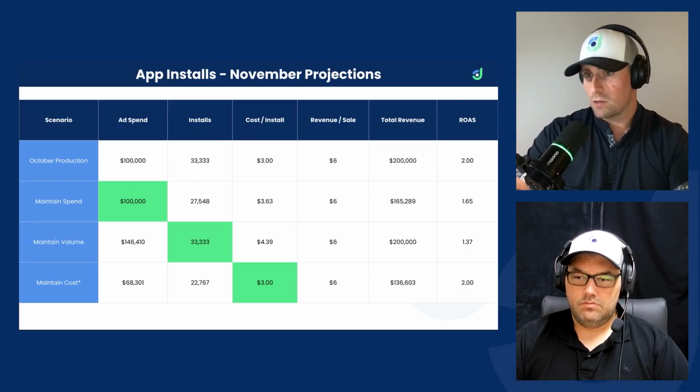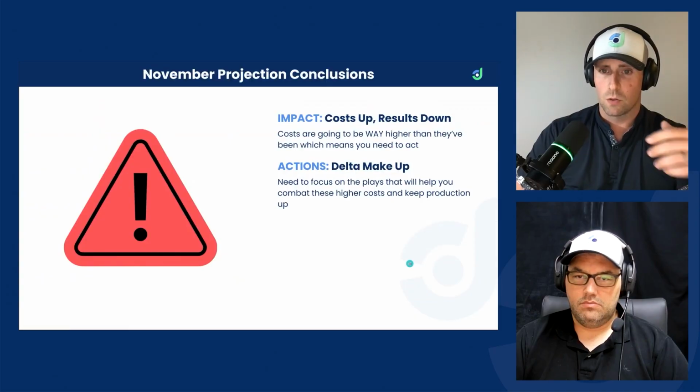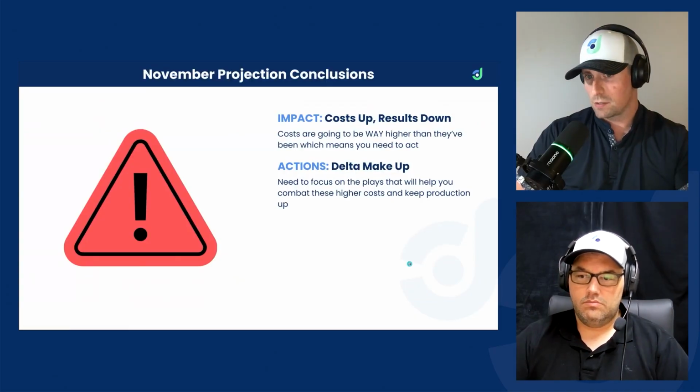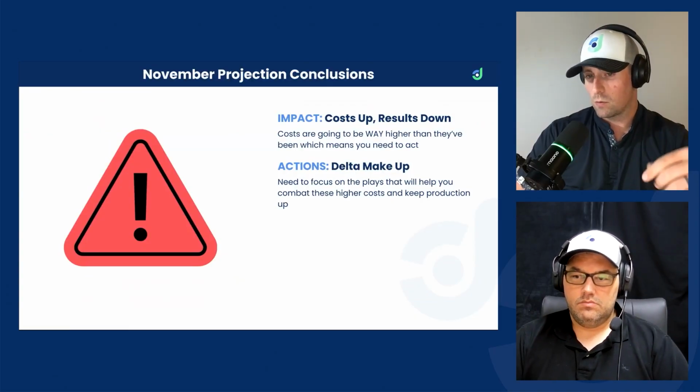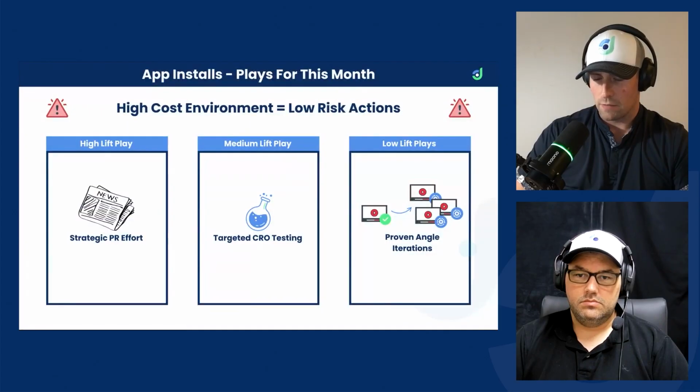So basically, when you head into a higher cost environment, you're always going to have a delta. The question is, is the delta going to be revenue, profit, or both? And that's what these three scenarios model out. Okay. So the conclusion we can take away from this is, since costs are going up, results are going down, we have to take actions to make up this delta. And that's the focus of our cost environment playbook for the month of November for app install advertisers.